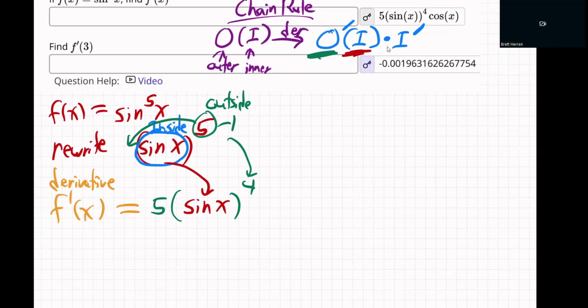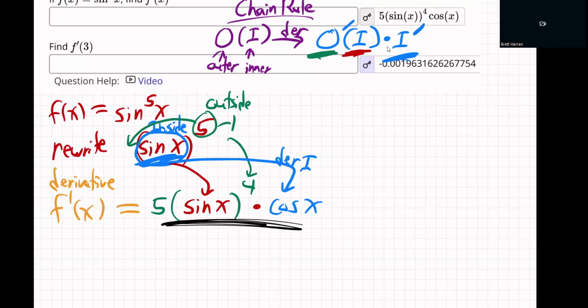Inside stays the same. Times, and then you have the derivative of the inside. So here's the inside function. So this will be the derivative of the inside function. What's the derivative of sine? Cosine. And that's it. That's the answer to the derivative. And you can write it this way. Yeah, probably type it in just like this. That'd be good. And the answer, yeah, that's actually a perfect way to do it.